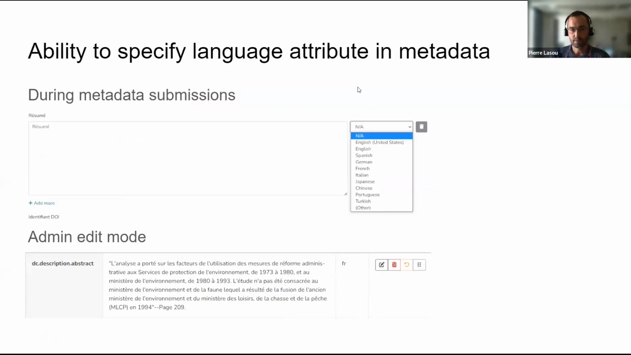Another ability of DSpace is to provide languages at the metadata element level. So here I'm illustrating it with the abstract element. When you're submitting content, you can choose the language in which the metadata is written. So it's controlled in a way, but you also have an edit mode when the article, let's say, has been archived in the system. Then you see it this way with the two-letter code element.